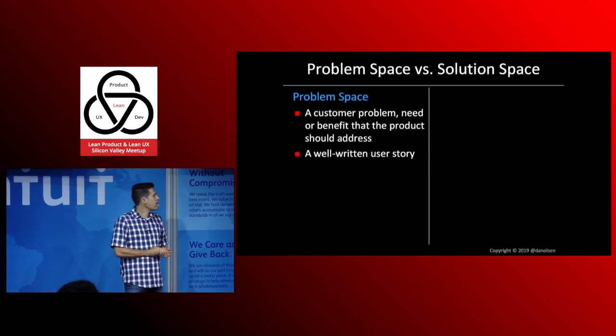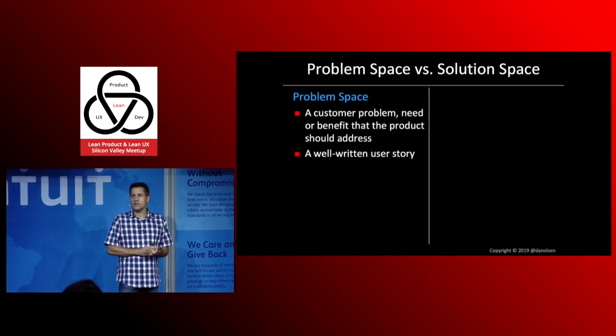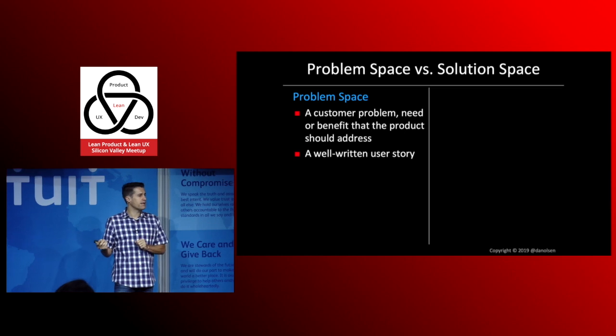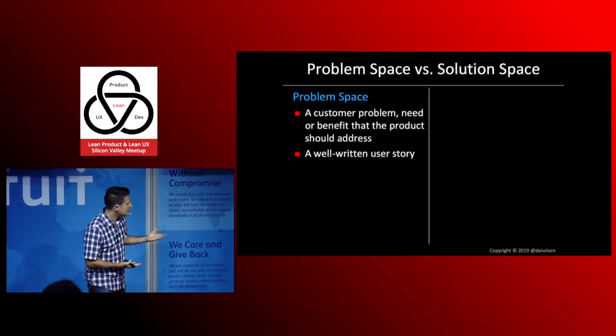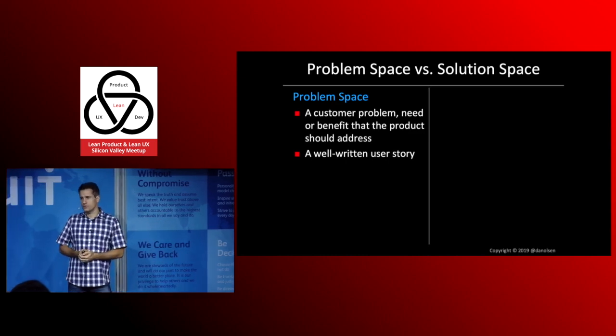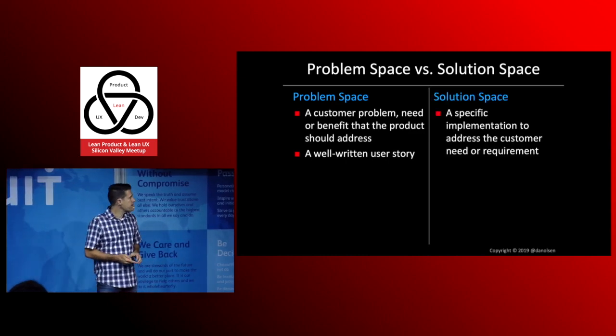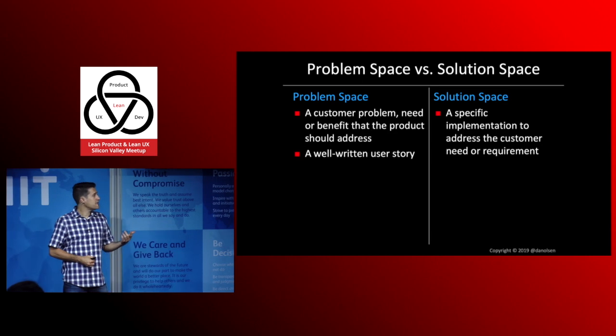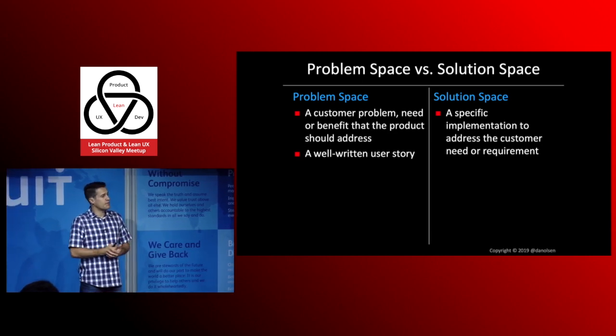Right? You're probably all familiar with the Agile user story template: as a blank, I want a blank so I can blank. That last part, so I can blank, that's really kind of like, what is the problem? How's it going to create value for the user? In contrast, solution space is a specific implementation that's going to address that need or requirement.